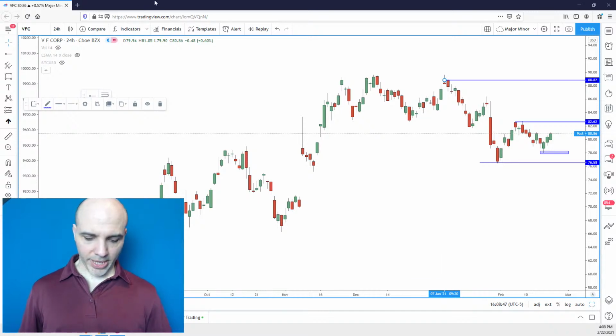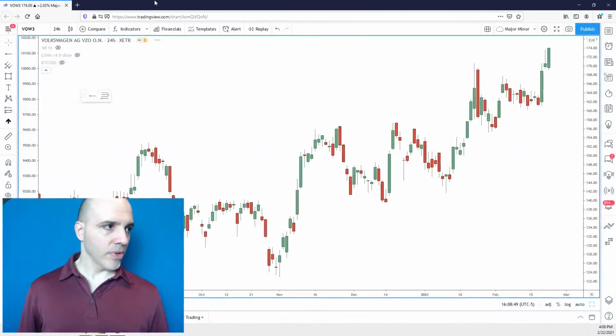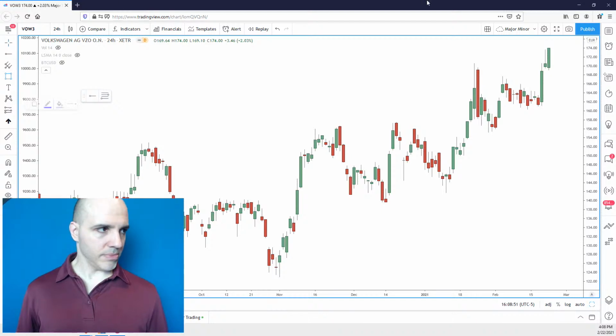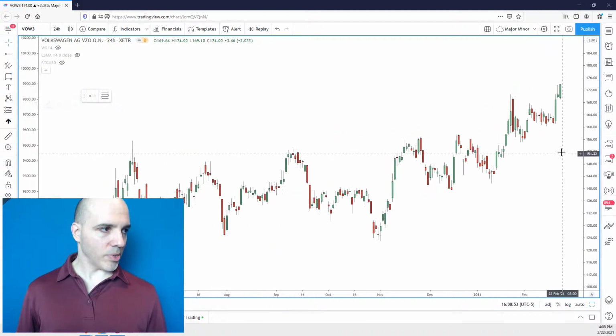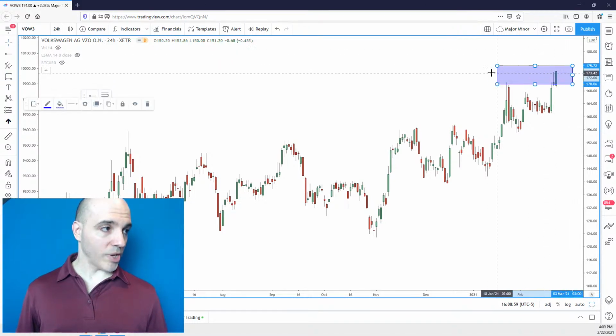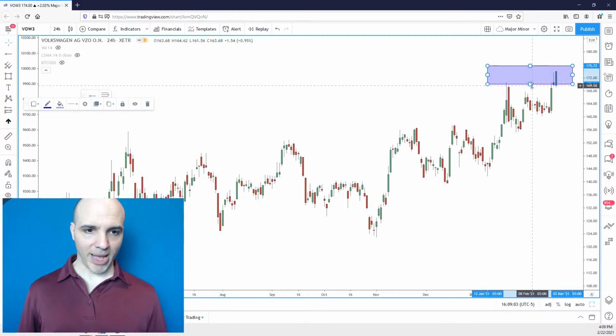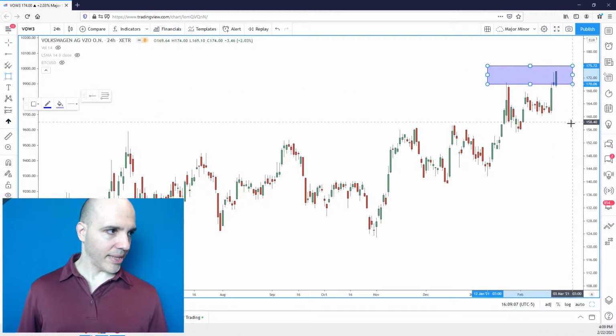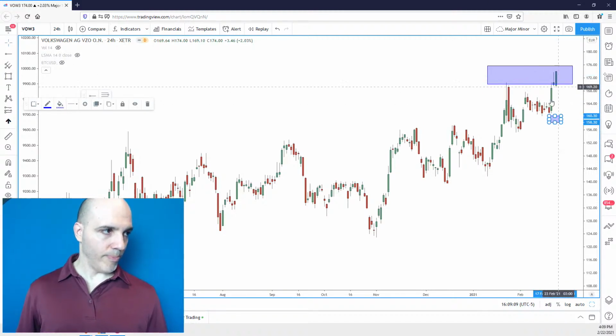Now VOW3, let's see. Oh, wow, okay. Nice little pop on Volkswagen there. Can't do anything with this right now. Definitely not. This is a breakout. This is what you want to see in that other one, in that first one that you just asked about, VFC. This is what you want to see from the higher low, right? You had the higher low, and it steamrolled right through there. You want to be in before this, right?